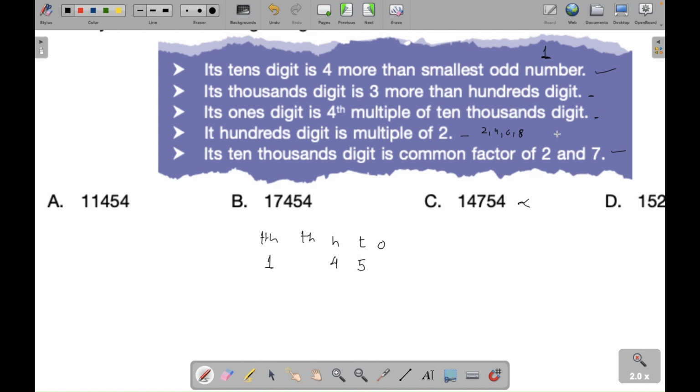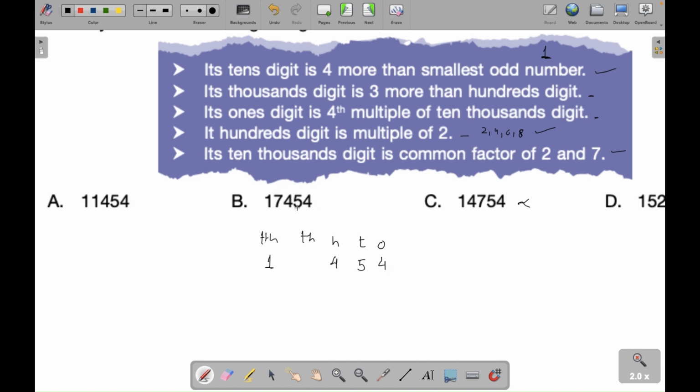Right? So we have used this as well. Its ones digit is the fourth multiple of the 10,000th digit. What is the 10,000th digit? It is 1. And what is the fourth multiple of 1? It is 4. So this is 4. Now again you can see both of these have 4 as the option.